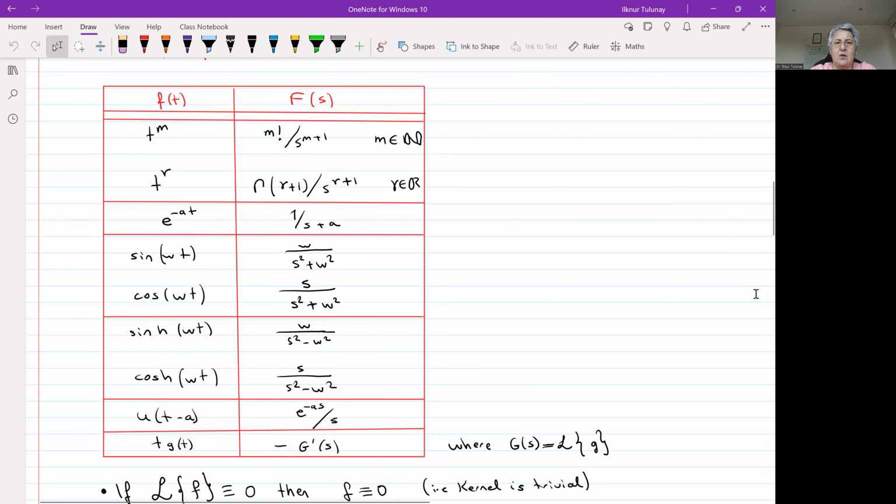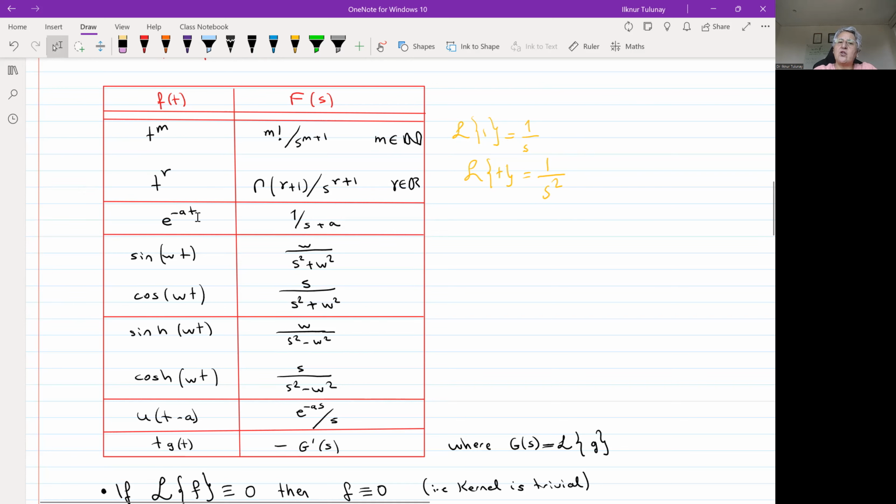Okay, so maybe I will write it down. L of 1 is m equal to 0. So this is 0 factorial, which is 1. So this is 1 over s. And for example, L of t will be 1 factorial, which is 1 over s squared, and so on and so forth. Okay, so this is what it means. m is a natural number, it could be 0, 1, 2, and so on.